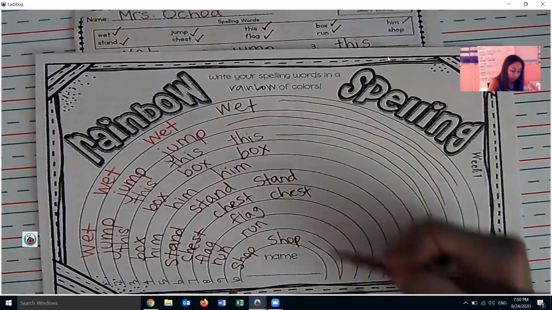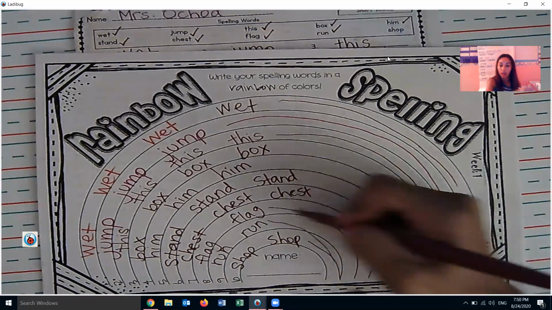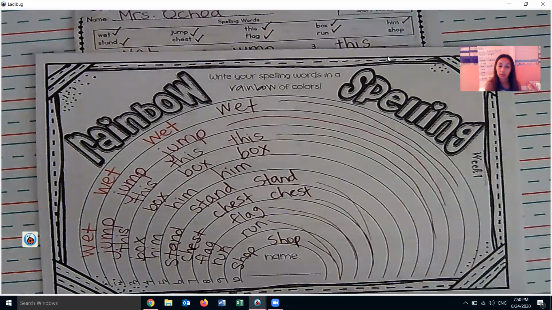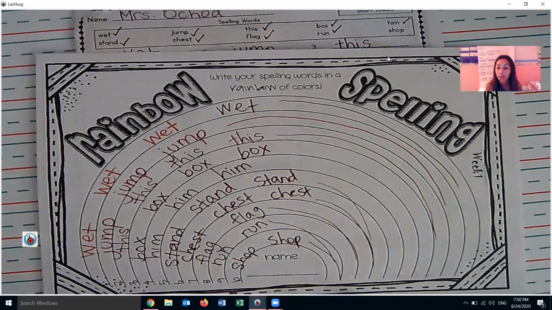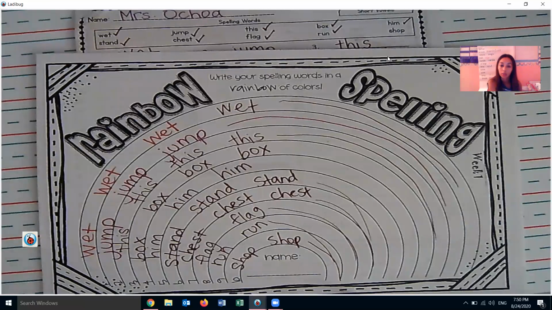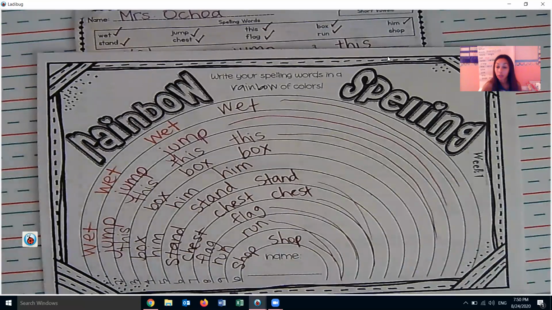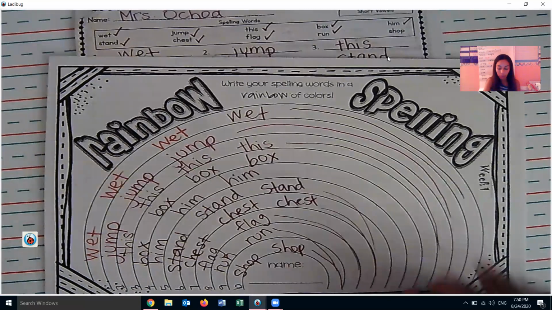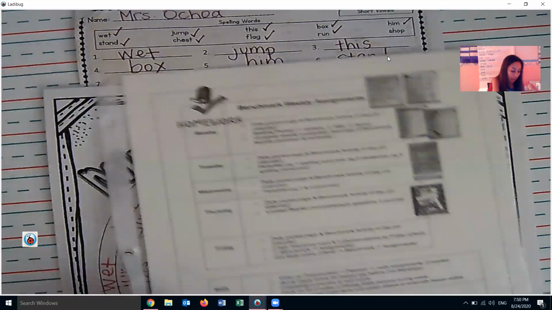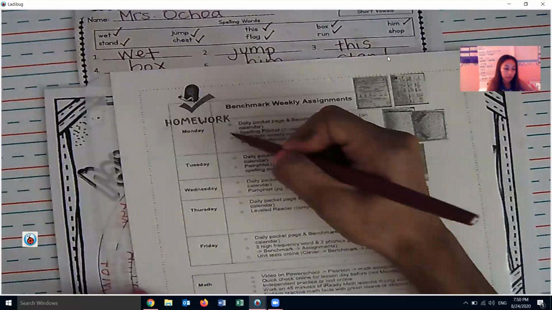to fill the rest of that rainbow as much as you can fit in there. It makes it a little fun if you use your crayons or markers to make it look like a rainbow. Taking some time to do your spelling activities in different fun ways helps it stick in your brain better, and it makes it a little more fun for you to do as well. So that's our rainbow spelling. We can check that off. So it's a spelling packet.